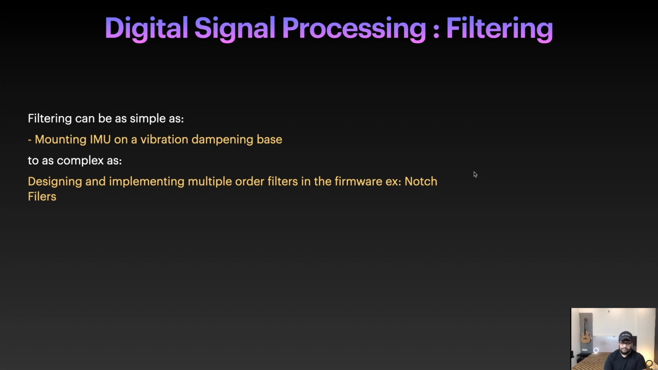And what else can you do, because that is not always the solution? Maybe your drone frame is really small and you cannot add vibration dampening. What you can do is design a filter in your firmware and program the filter. An example is a notch filter. So what does a notch filter do? A notch filter will identify the noise source, identify the noise signal, and filter it out.